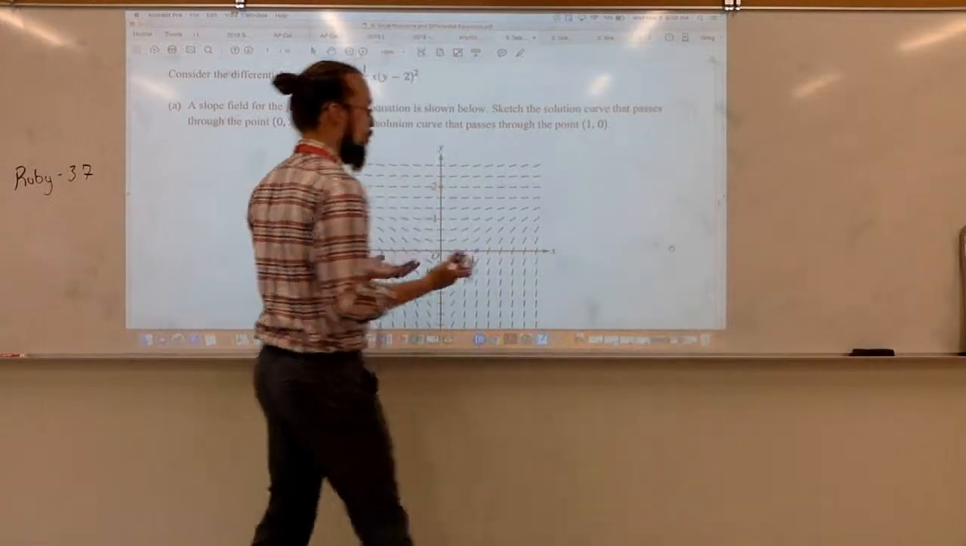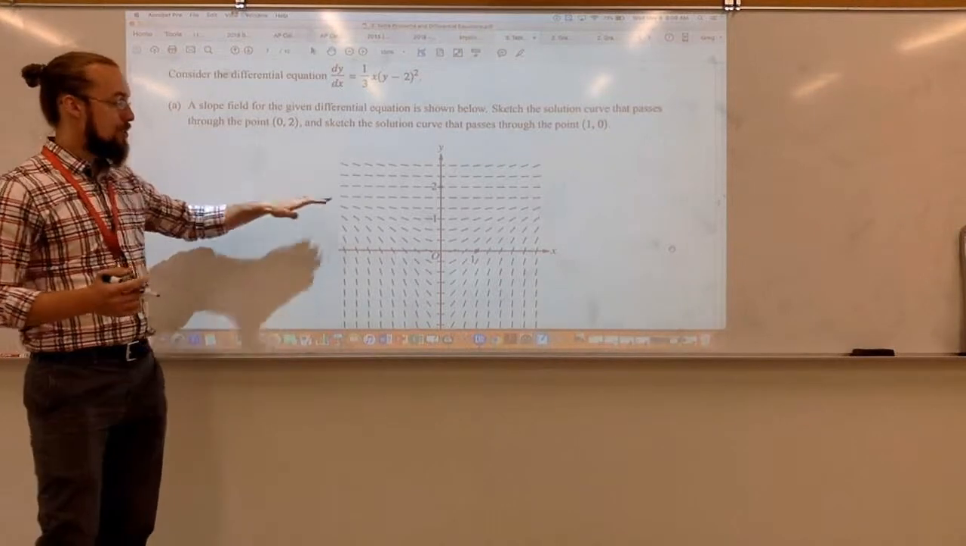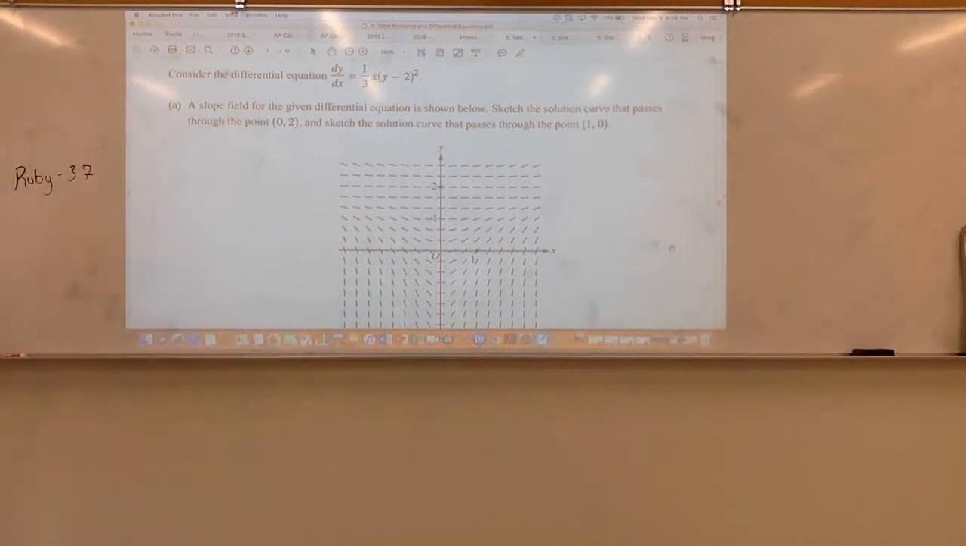And this is worth 1 or 2 points. So we've done a little more practice with sketching slope fields, so I wanted to take a look at one where we had to sketch solution curves. Okay? And all this is just kind of following the slope field.